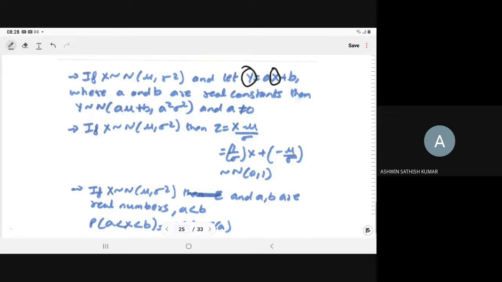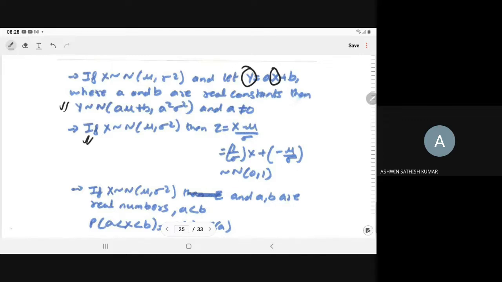So y also follows the normal distribution with mean a mu plus b, and variance a square sigma square.